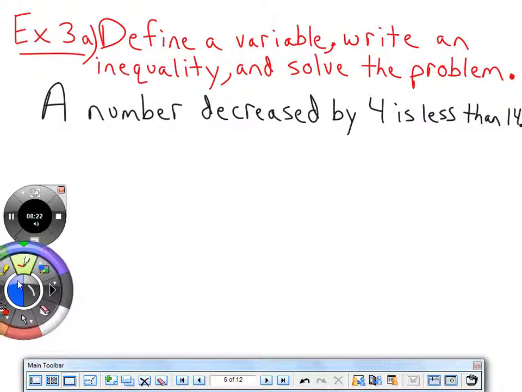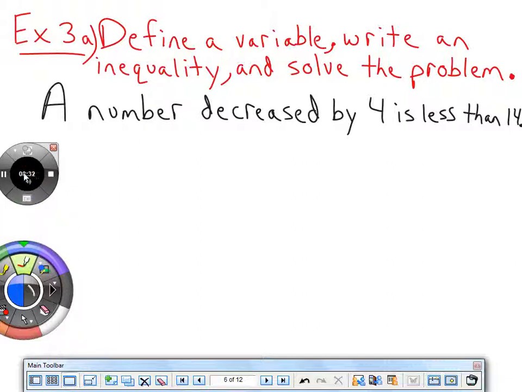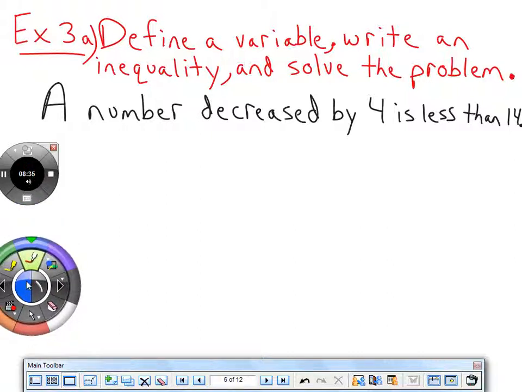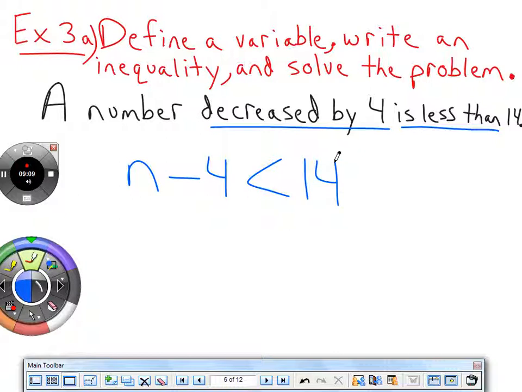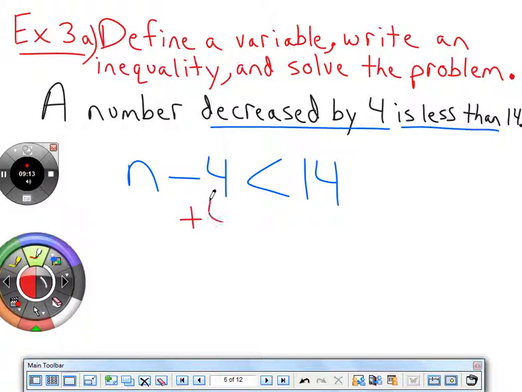All right, next type of problem. It says define a variable, write an inequality, and solve the problem. So we're just doing a little translating, making it an inequality, and then going ahead and solving the inequality. All right, so a number. So first thing, we have to figure out what variable we want to use. We could use whatever we want. So let's just say, let's use n, just to be different. So n is our variable. Decreased by 4. So we got to know that that's -4. And then is less than. So is less than is going to be this. And then 14. And then we're going to solve for n. So we're going to have to add 4. And so n will be less than 18. So that would be my answer.